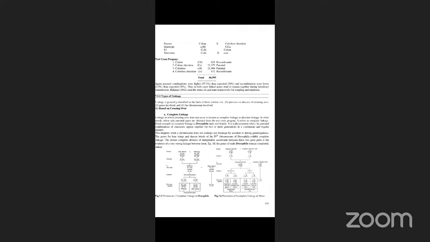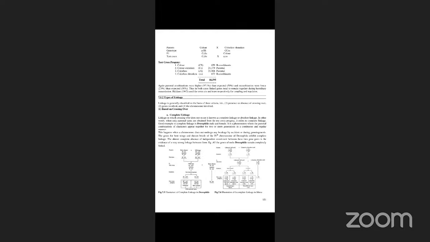So what is complete linkage? Linkage in which crossing over does not occur is known as complete or absolute linkage. On a chromosome, the position or location of a gene is like the address of our house. Each gene has a location, and that location is called a locus. A single gene, single location, is a locus.